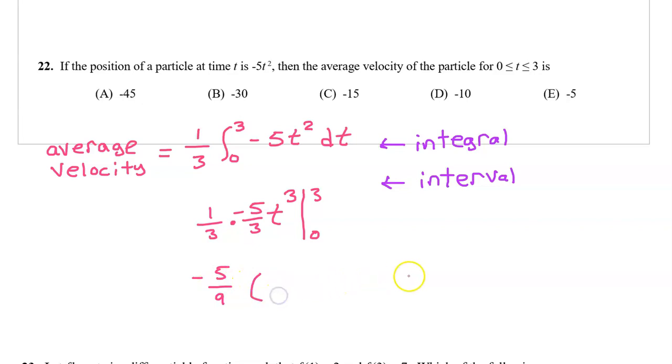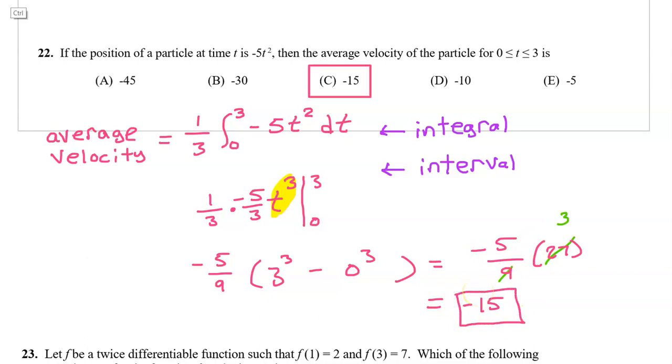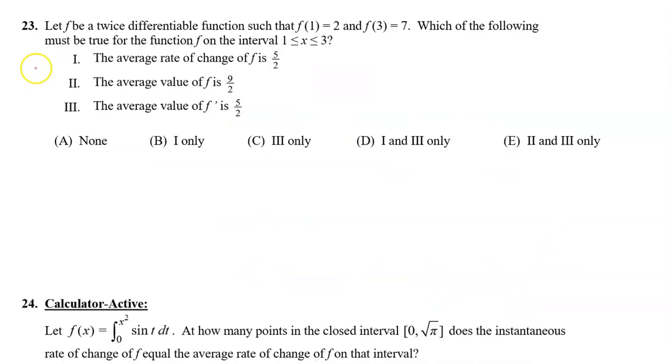And I am going to find the value at 3 minus the value at 0. So I'm really just evaluating t to the third power. So this will be 3 to the third power minus 0 to the third power. Well, this is just going to be negative 5/9 times 3 to the third power, which is 27. 9 goes into 27 3 times. So we are left with negative 5 times 3, which is negative 15. This is the average velocity. The answer is C.